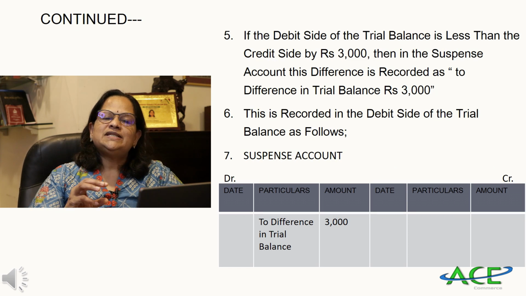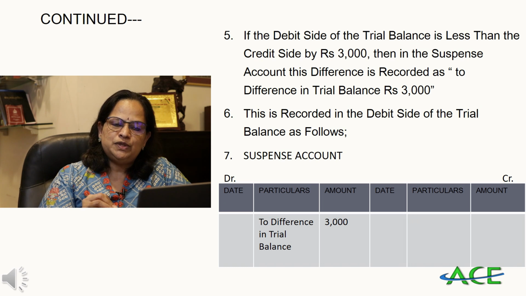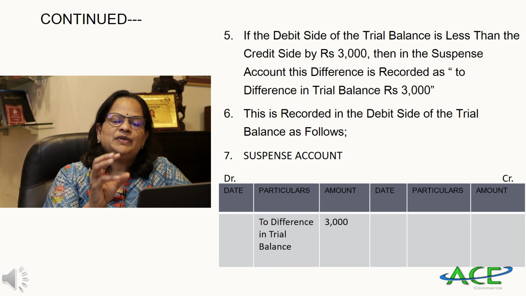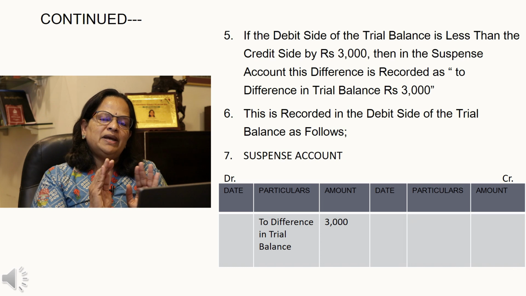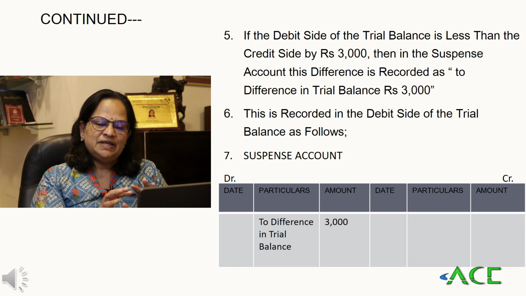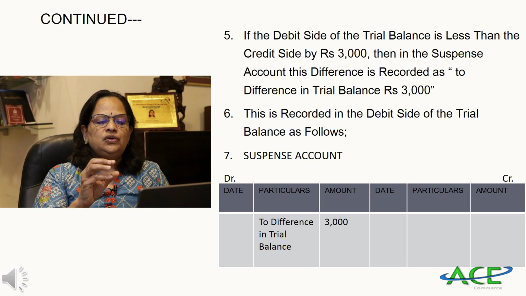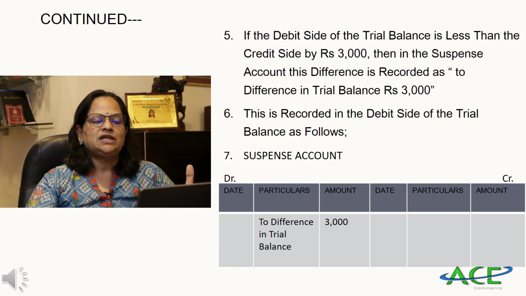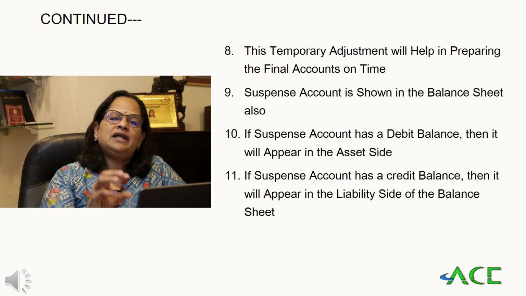Next, I am going to explain that again. If the debit side of the trial balance is less than the credit side by rupees 3000, then in the suspense account, the difference is recorded as 'to difference in trial balance 3000'. Remember that the suspense account is also like a ledger account. Its debit side is short by 3000, so we write in the debit side of the suspense account 'to difference in trial balance 3000'. Next, this temporary adjustment will help in preparing the final accounts on time.